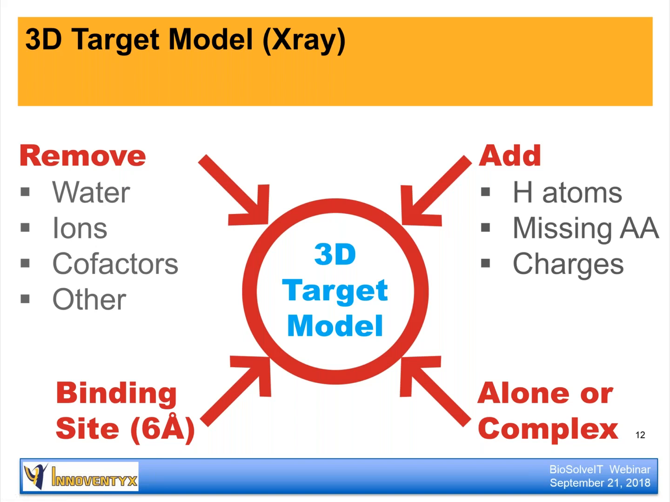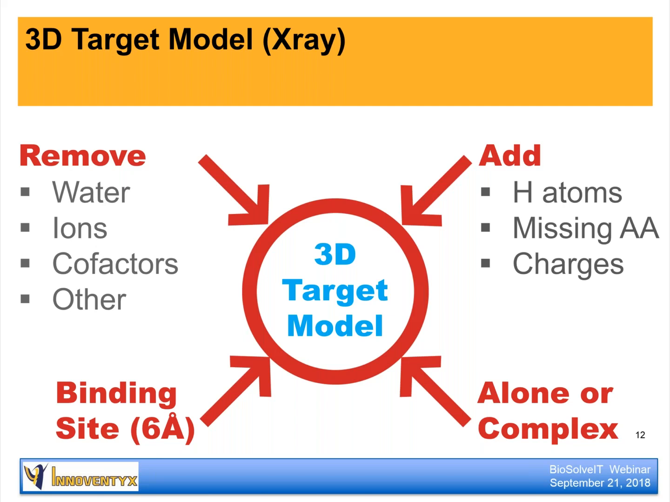Once we do that, we add hydrogen atoms to the amino acid chain. We fix missing amino acids if that is the case, and ultimately we have to calculate charges and apply those, because those charges are going to play a role in calculations and modeling and docking.